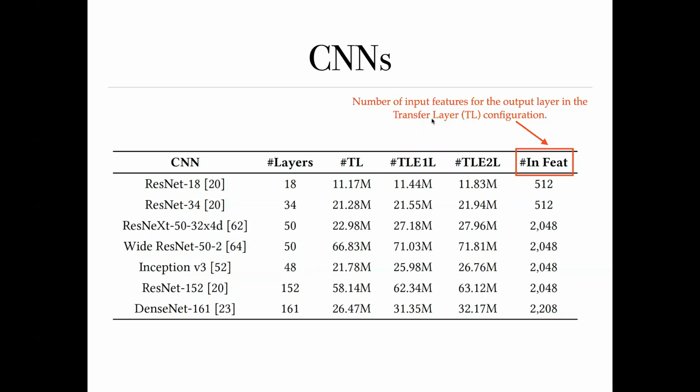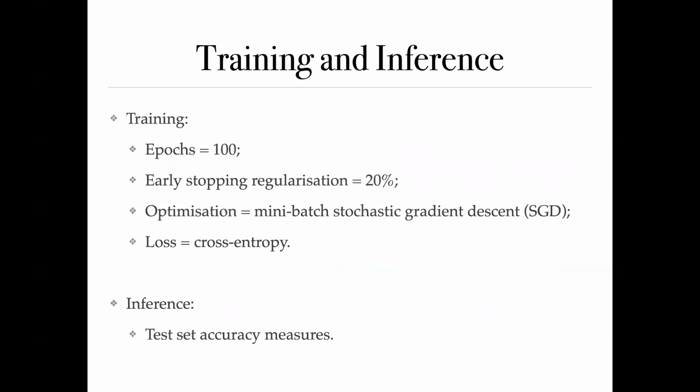And here we show the number of input features for the output layer in the transfer learning configuration. For training, we used 100 epochs, early stopping with regularization of 20%, and the optimization was mini-batch stochastic gradient descent, SGD, with cross entropy loss. In order to measure the performance of the DNNs, we use the dataset accuracy measure.